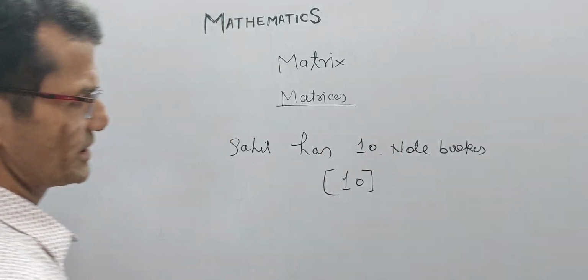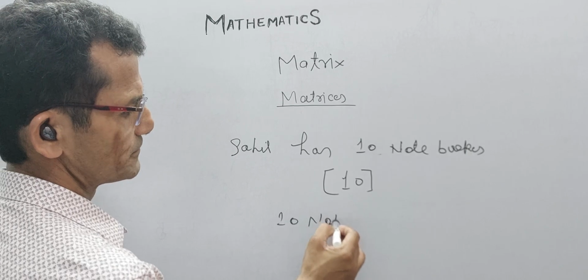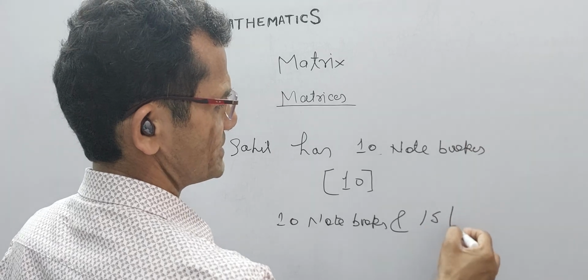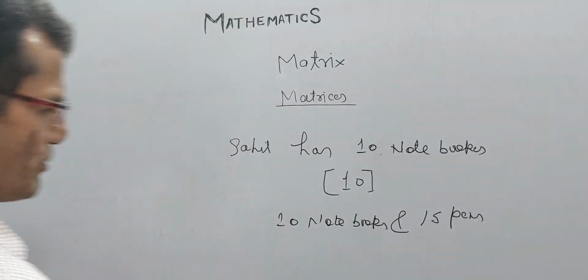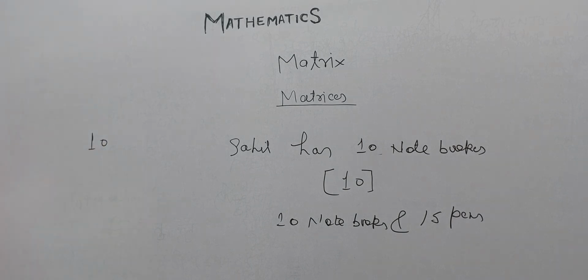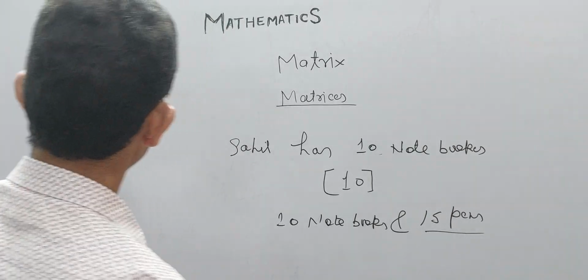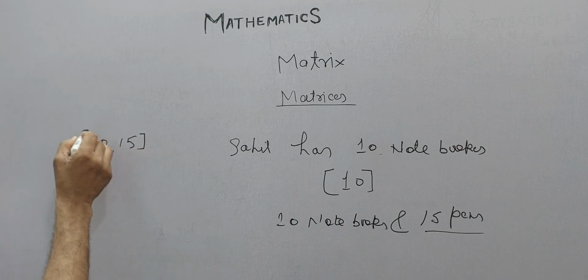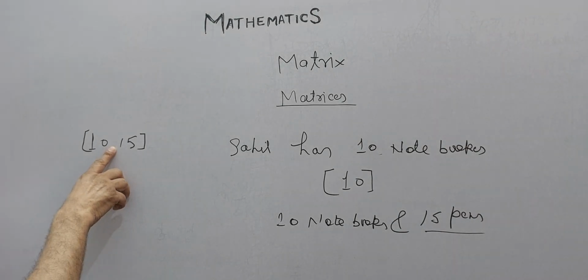If Sahil has the 10 notebooks, and also has 15 pens, how to express this in matrix format? I can express it in matrix format in a rectangular way. The first entry represents 10 notebooks Sahil has, and 15 pens Sahil has. We can represent this in matrix format as 10, 15. This is the matrix representation of Sahil having 10 notebooks and 15 pens.